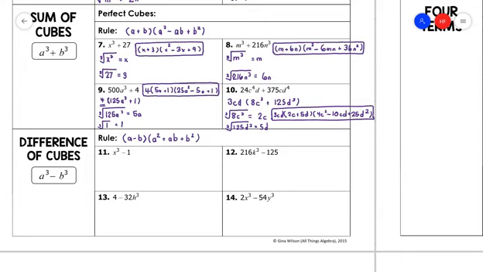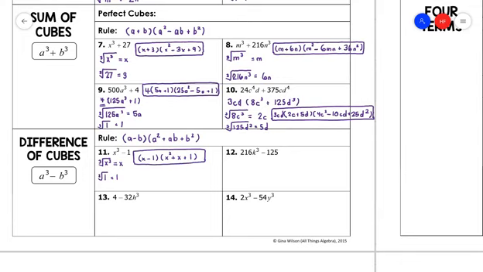So we'll do the same thing on each of these examples. We're going to take the cube root of both terms. Cube root of x cubed is x, cube root of 1 is 1. So we've got x minus 1, x squared, plus x plus 1. So I'm just following that formula that I wrote above there.